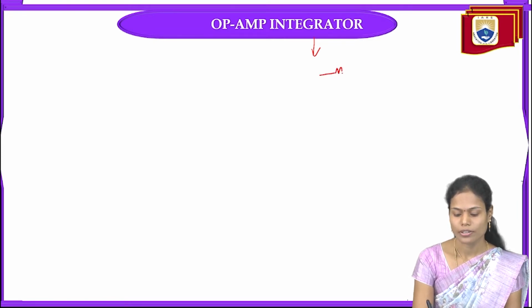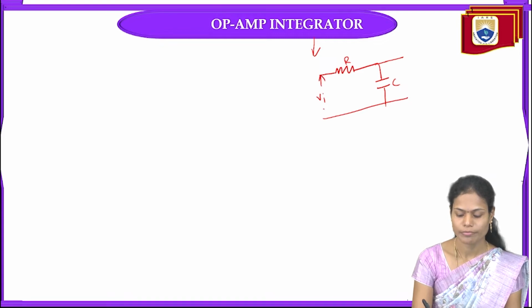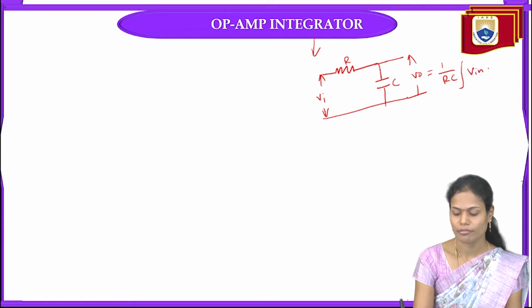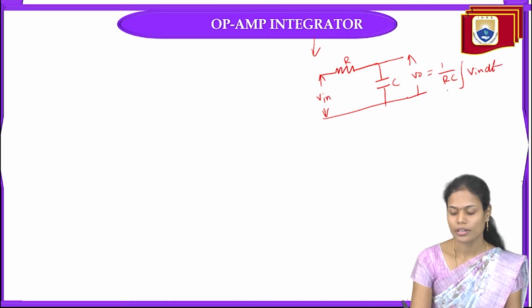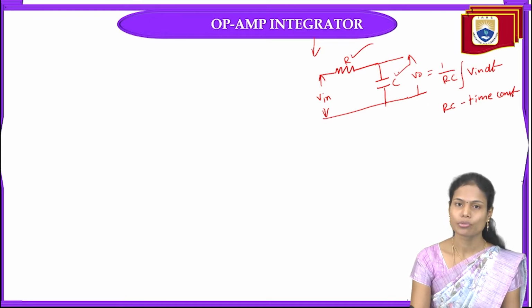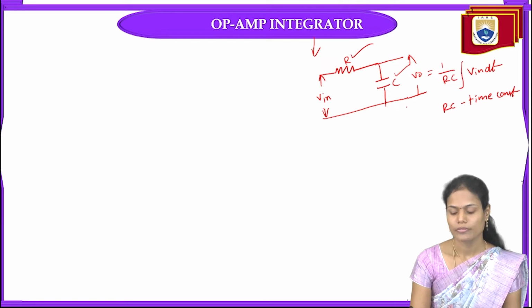That is nothing but one resistor in series with a capacitor acting as an integrator circuit using passive elements. For this circuit, if I provide the input signal, across the output I'll get 1 by RC times the integral of Vin dt. Here RC indicates the time constant of the circuit. The time constant depends upon how much resistance as well as capacitance we are utilizing to design this circuit. Well and good, it is providing the integration using passive elements.